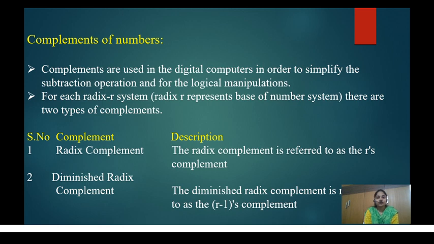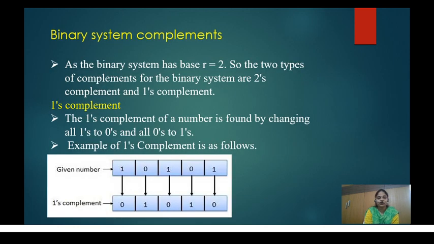Next, complement of numbers. Complements are used in digital computers in order to simplify the subtraction operation and also for logical manipulations. To find out the complements, there are two types of complements, radix complement and diminished radix complement. Radix complement is represented by R and diminished radix complement is represented by R minus 1.